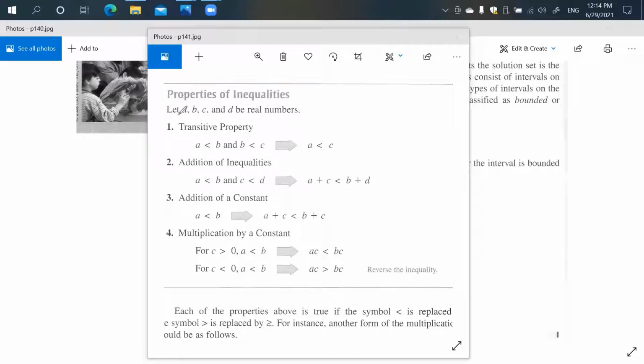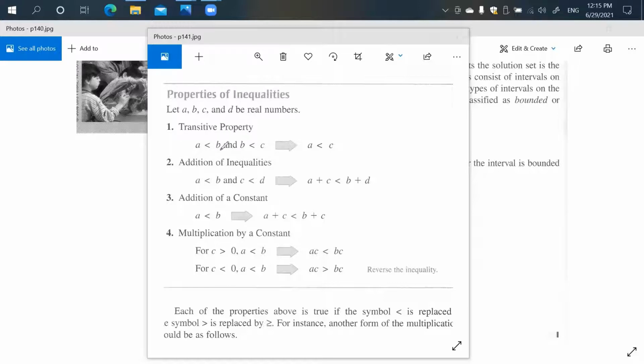Like this one first: let A, B, C, and D be real numbers. This means A, B, C, D are real numbers. Real numbers again, okay, what does that mean? Two kinds, right? Rational and irrational. So every number is included: decimals, fractions, negatives, surds or irrational numbers, square roots, something like that. So let's include everything.